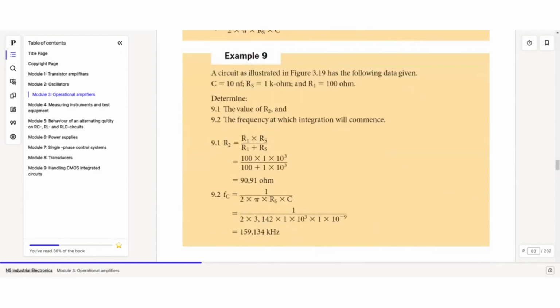There is an example, example 9, demonstrating this. There's calculating R2 and then calculating the frequency at which integrating will start to occur. So in this particular example, you only have integration from 159.134 kilohertz.